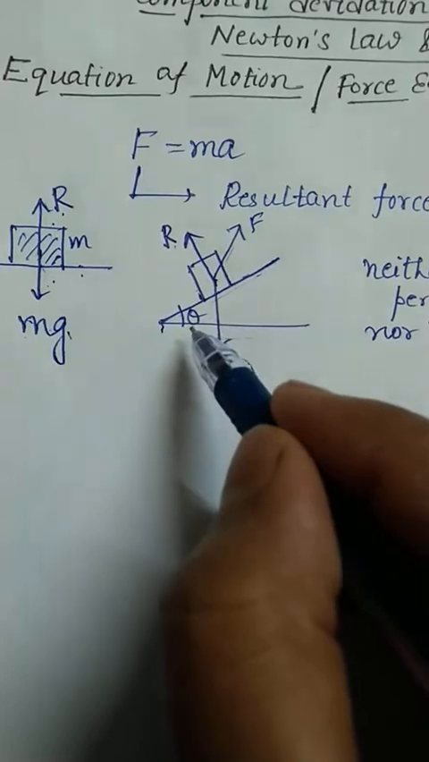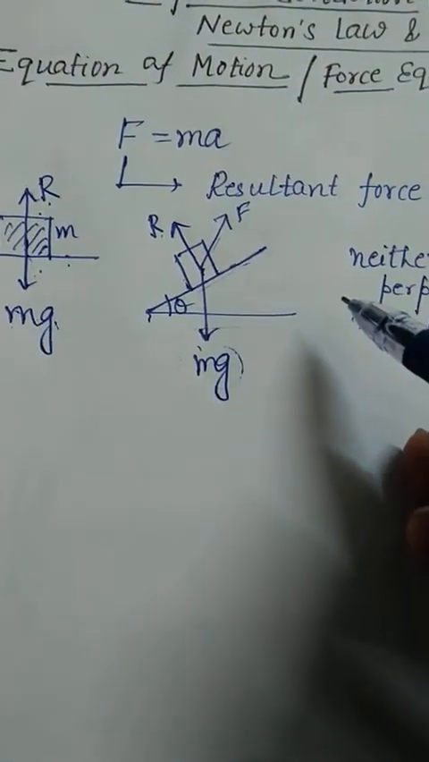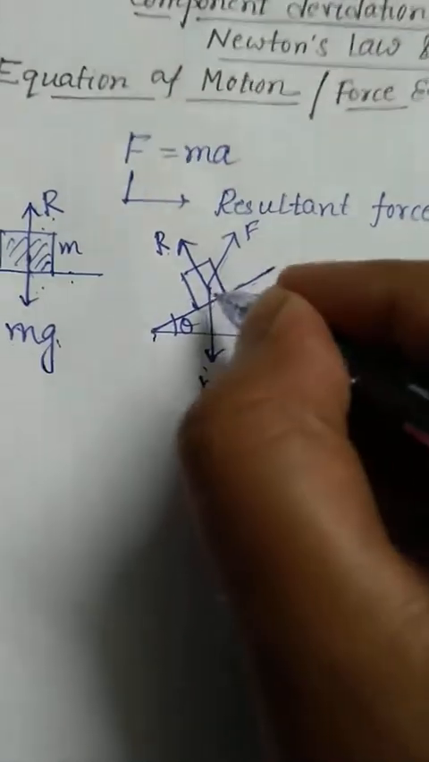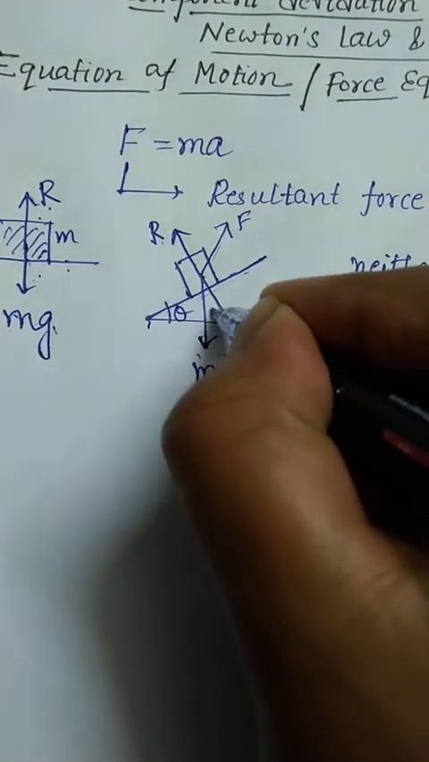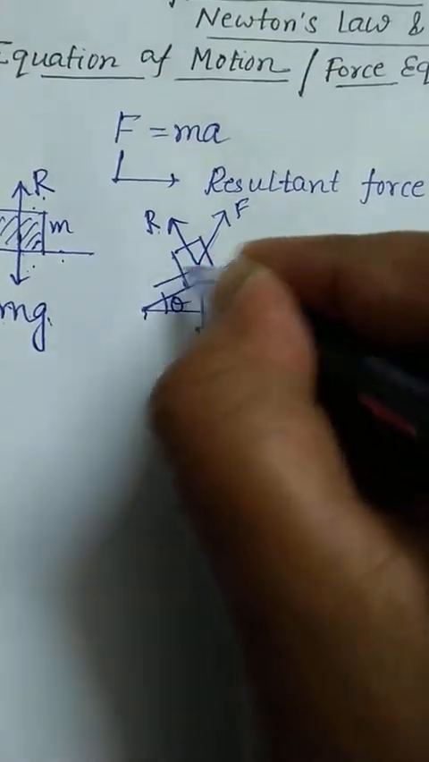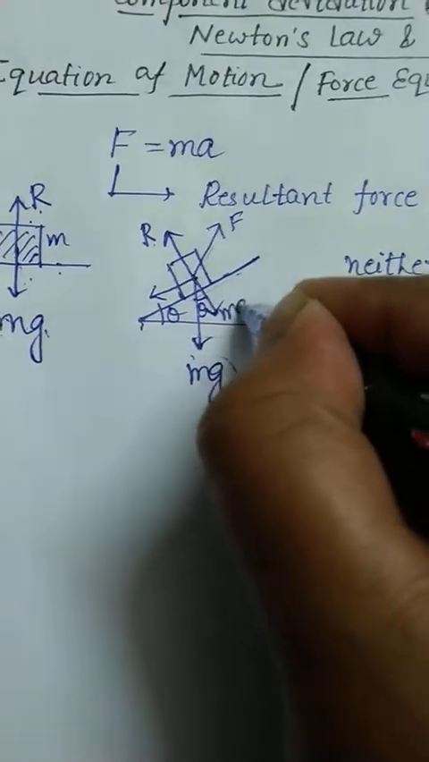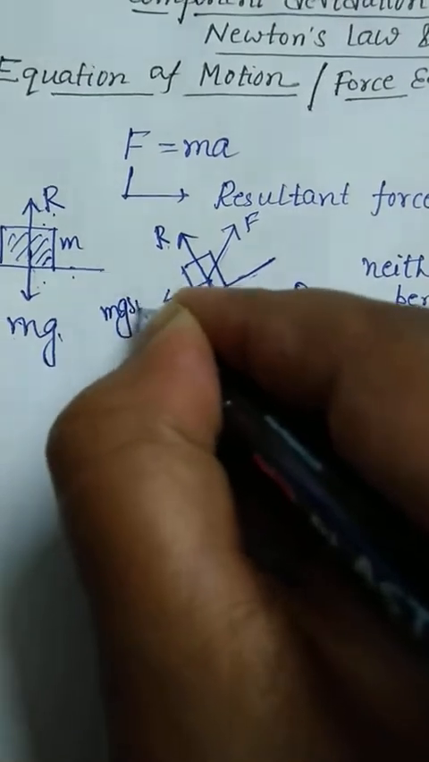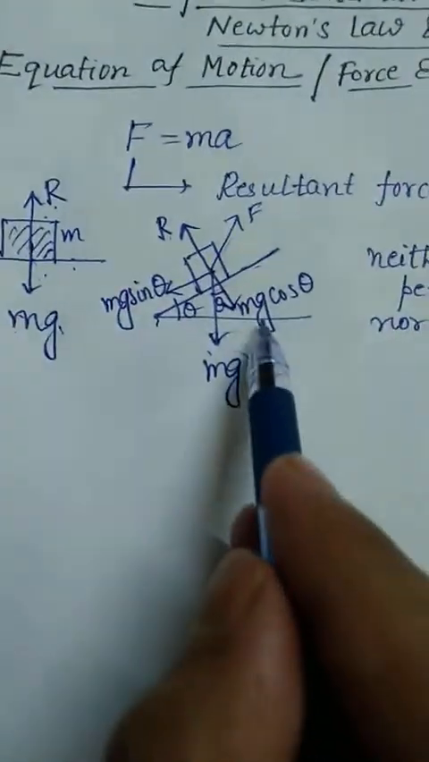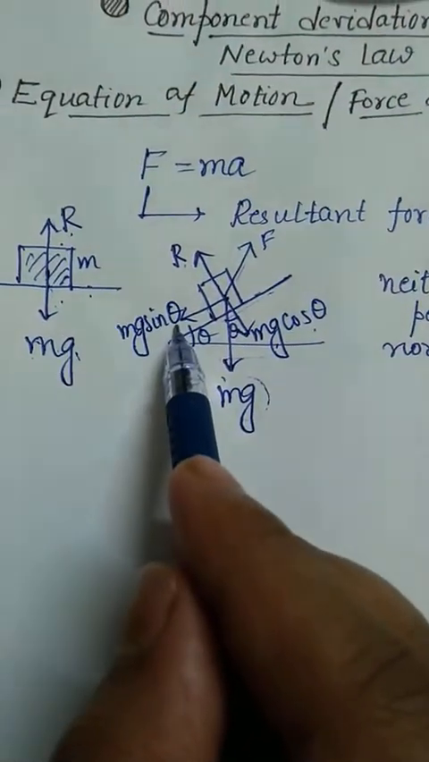according to the perpendicular component of vector rule. What is that? This is the force. First, divide it along this direction and this direction. So if this is theta, this is nearer to theta, so this will be mg cos theta and this will be mg sin theta, right? So this is mg cos theta and this is mg sin theta.